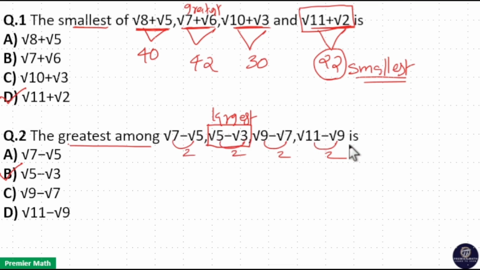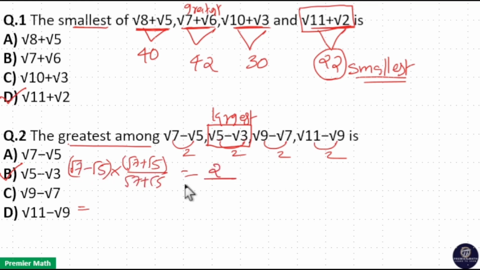Here if you look at these numbers, 5 and 3 are the smallest numbers. So the term with the smallest numbers is root 5 minus root 3. Or here if you take the first term, root 7 minus root 5. Now multiply it by root 7 plus root 5 divided by root 7 plus root 5. Now root 7 minus root 5 into root 7 plus root 5 means a plus b into a minus b format, which is equal to a square minus b square. That is, root 7 square minus root 5 square is equal to 2. 7 minus 5 is 2. Divided by root 7 plus root 5.